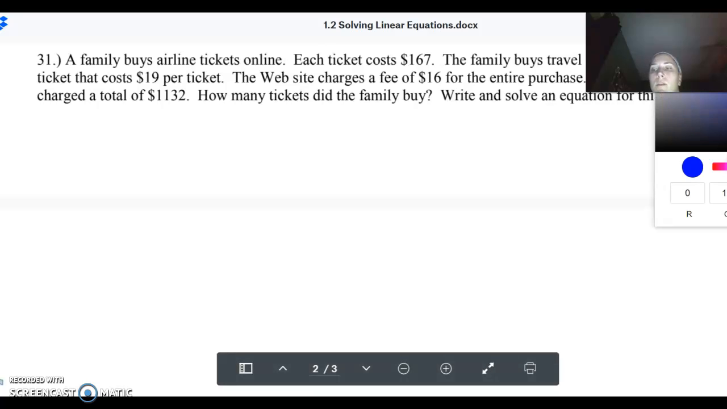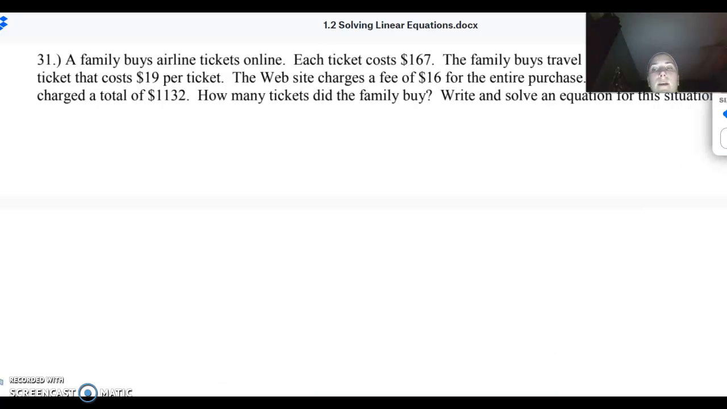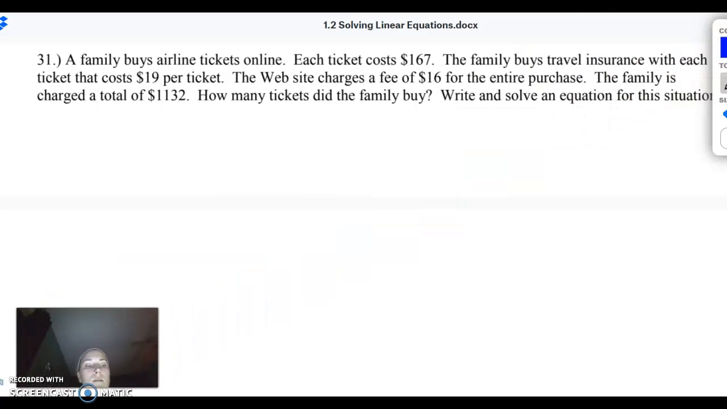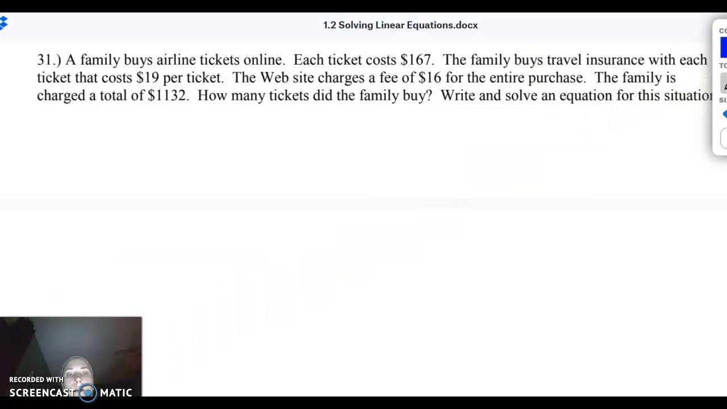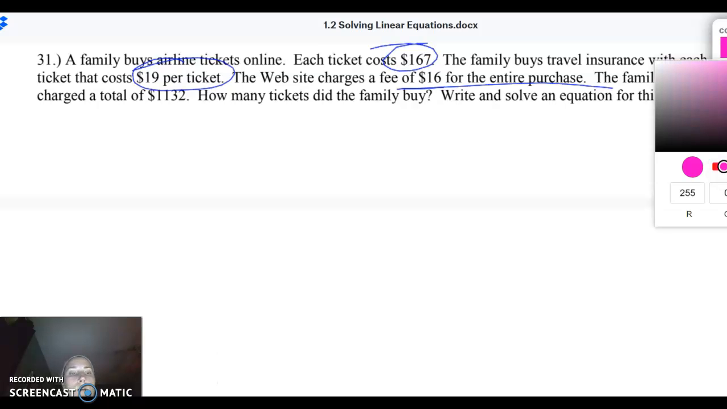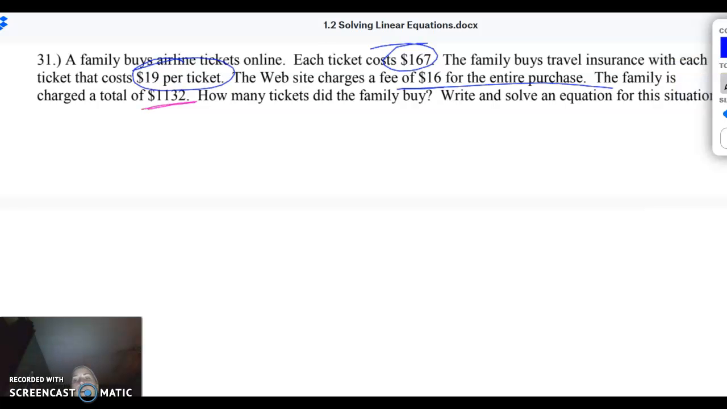All right, number 31. A family buys airline tickets online. Each ticket costs $167. The family buys travel insurance with each ticket that costs $19 per ticket. The website charges a $16 fee for the entire purchase. The family is charged a total of $1,132. How many tickets did the family buy?